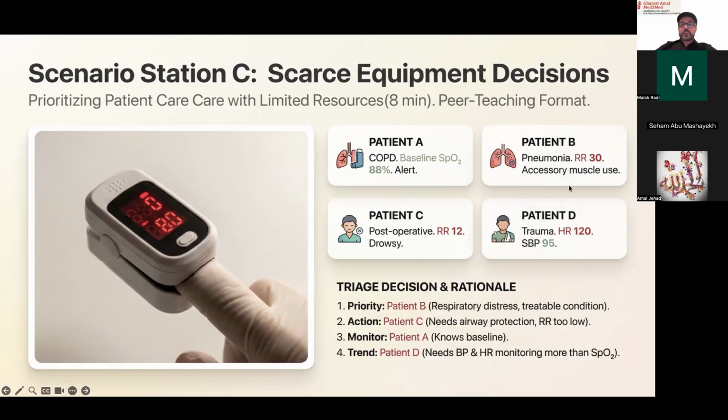Your patient B is going to crash because they're using accessory muscles. That's priority. Your patient C, because they are so drowsy and the respiratory rate is low, needs to be intubated as well. Your patient A, you have an oxygen that is low, you need to ask their baseline. So you need to ask more information and you can give them oxygen to buy some time. And patient D mostly needs blood pressure and heart rate monitoring more than the oxygen. So that gives you a triage. A triage is organizing your patients to know which one is priority so you can stabilize them.